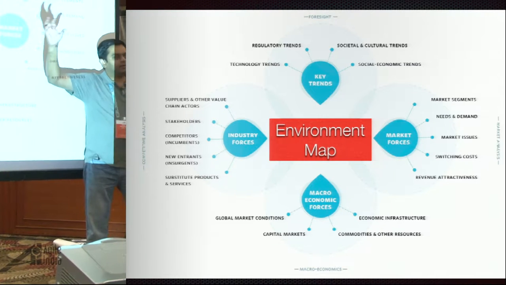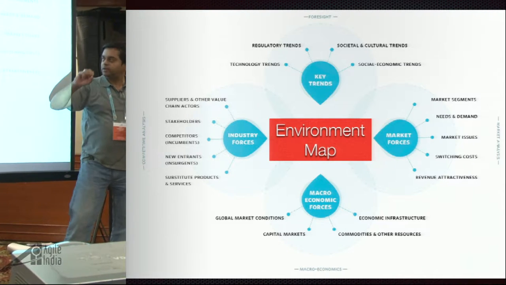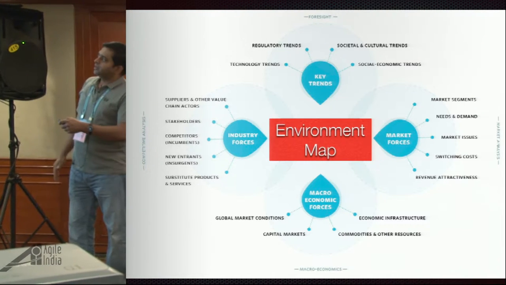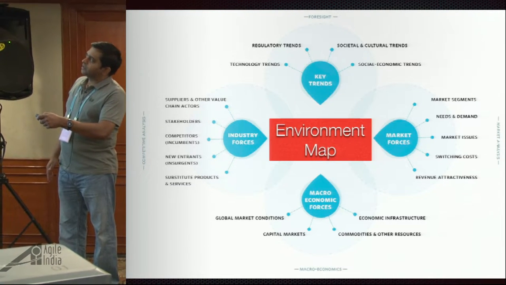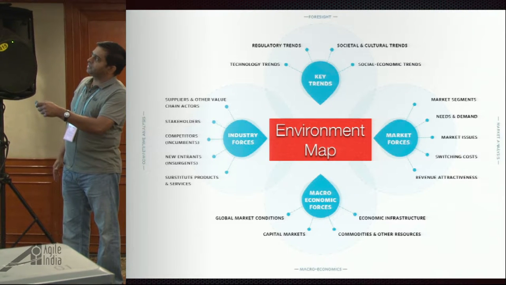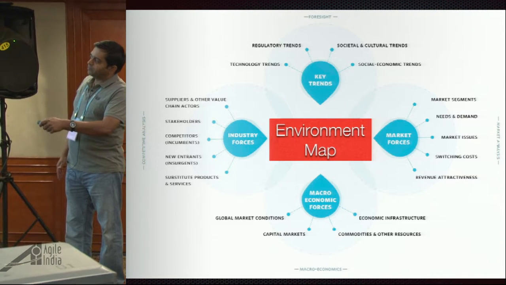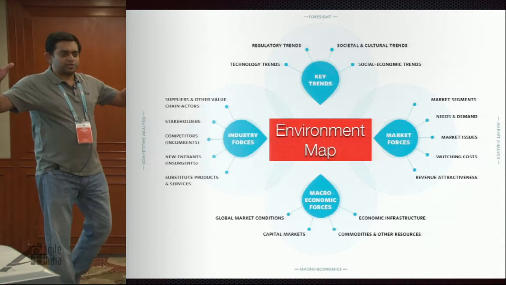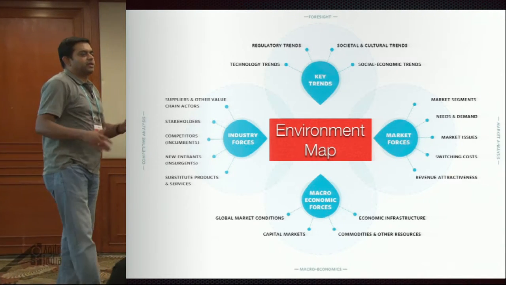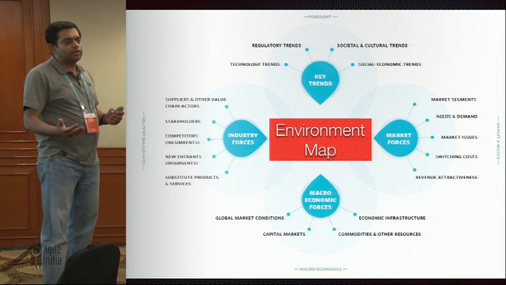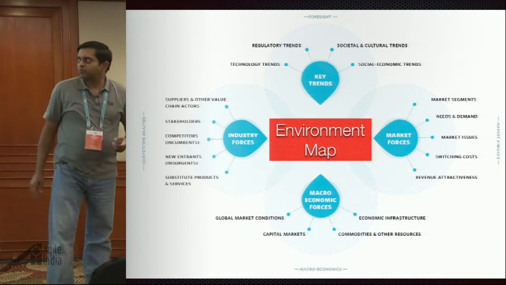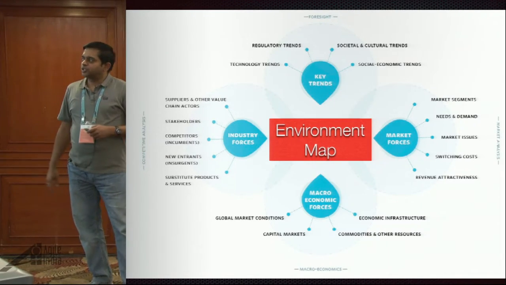So we try to see what kind of an environment we are really operating in. There are market forces that impact us. There are key trends, and they could be technology, social, societal, and so on. Then there could be industry forces, and finally the macroeconomic forces here. Now this is really the big picture kind of a thing, right? This is not something that you would go into your weekly or monthly reviews, but this is something which is a very strategic level kind of input there. So this is the first thing that he talked about.